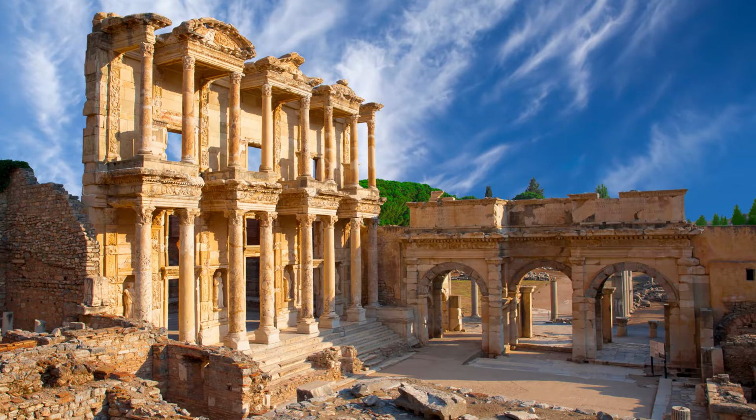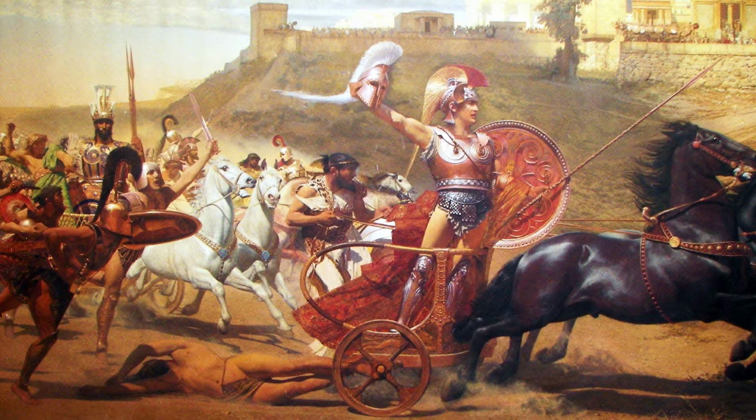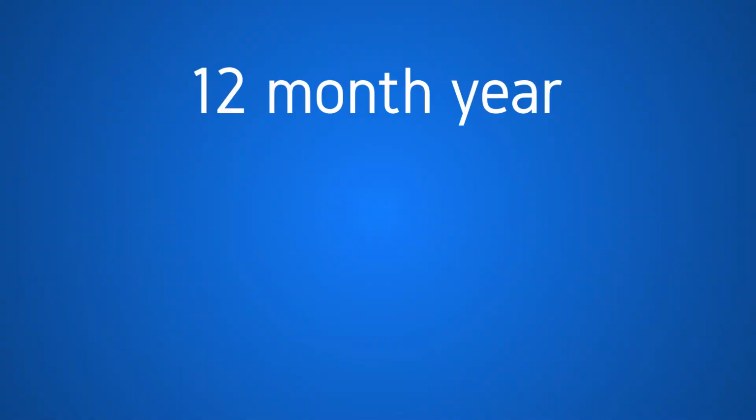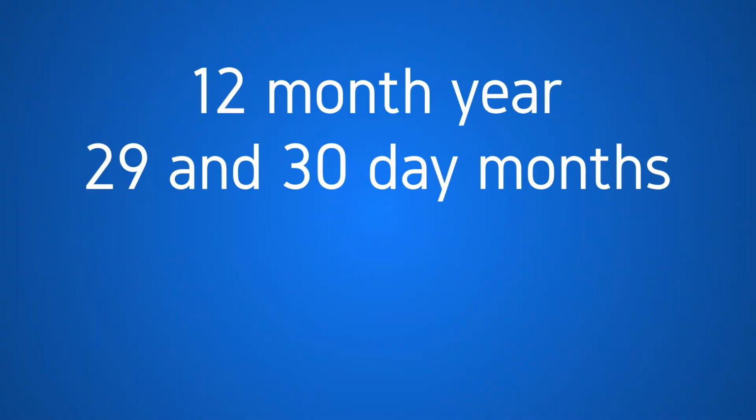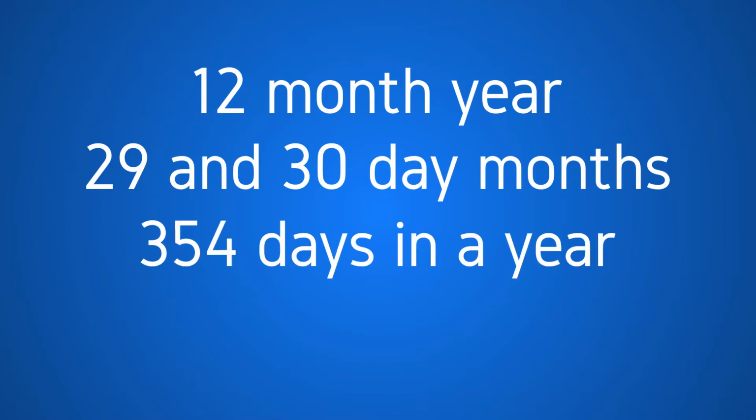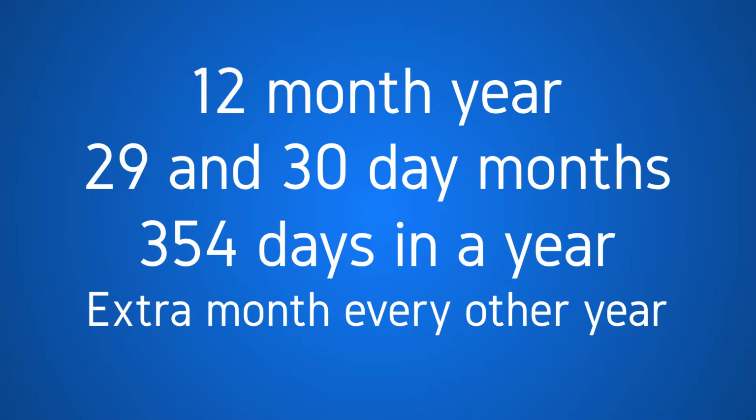But what about the Greeks? Yeah, they had one too. It was made during the time of what's-his-face, the guy who wrote the Iliad? Was it Homer? No, that's from The Simpsons. Oh well, who cares? The Greeks had 12 months in a year and alternated between 29-day and 30-day months. Their years were 354 days long. Every other year, they added an extra month.